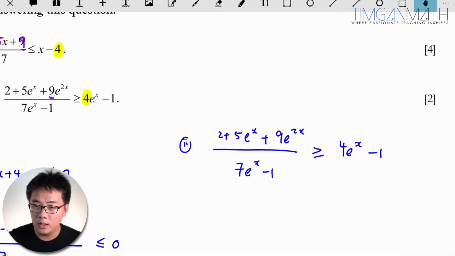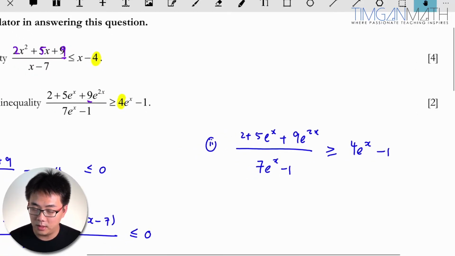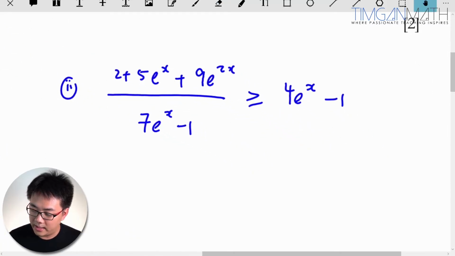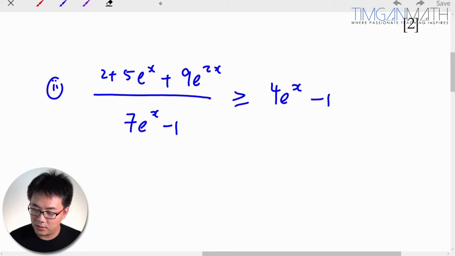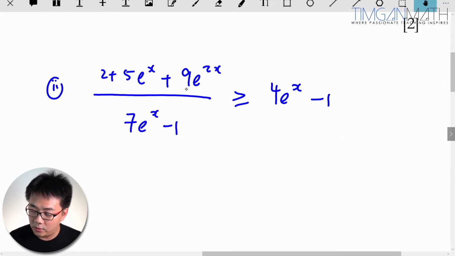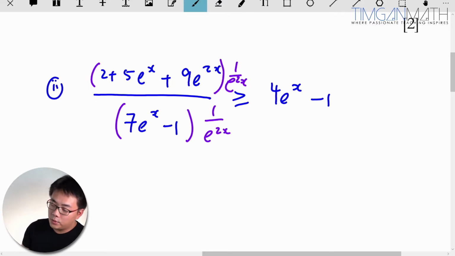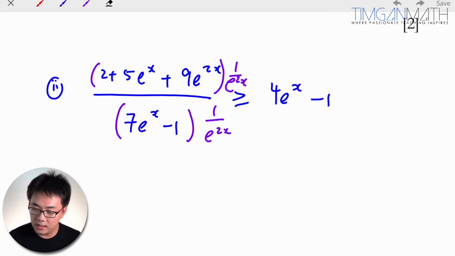So how do we actually try and rearrange it to the previous expression? Like I said, this has to be a constant, so I need to get rid of whatever is attached to the 9. What I would do is just multiply by 1 over e^2x, the top and the bottom. Quite fun. Because if you multiply it, then basically everything will just go away.